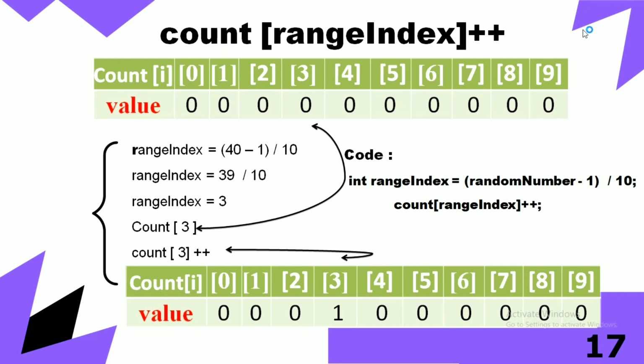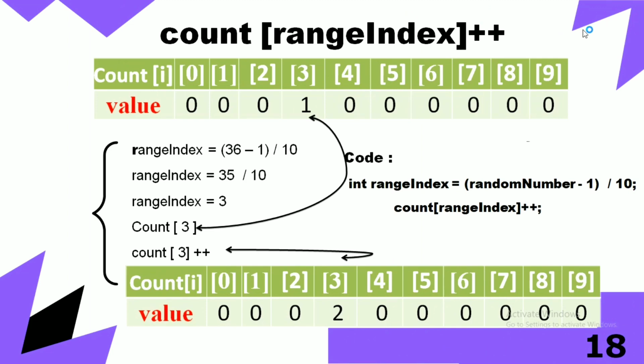If we have a random number 36, we calculate the range index using the formula (36 - 1) / 10, which gives us a range index of 3. We then check the value in count at index 3, which is 1. After using the ++ operator, we increase it to 2, reflecting the arrival of a new number in the range 31 to 40. I hope you guys understood this entire concept.